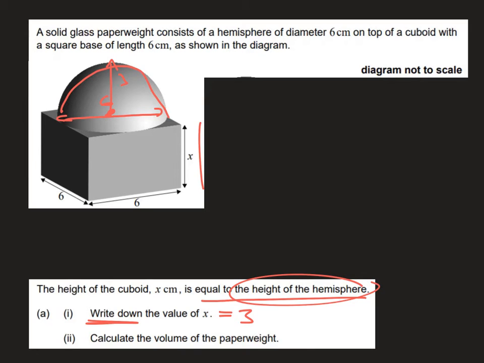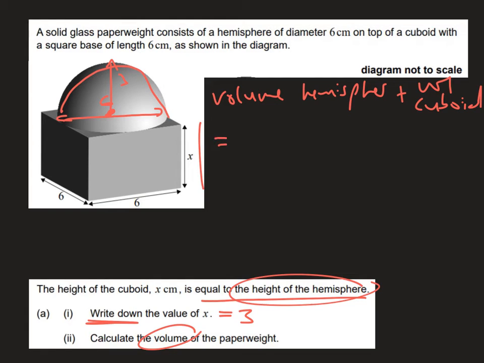The second part then asks us to calculate the volume of the paperweight. So all we've got to do is recognize that this is just going to be the volume of the hemisphere plus the volume of the cuboid. And you can use the formulas in the formula book to figure that out.